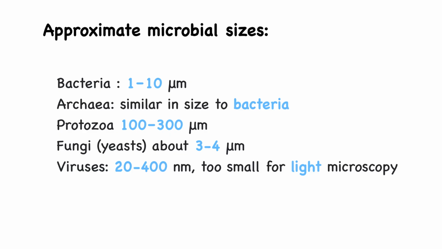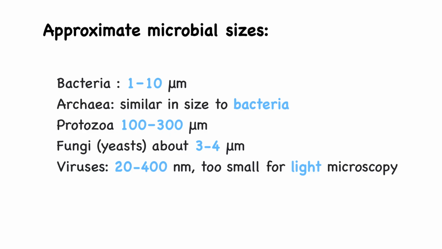Archaea is roughly the same size as bacteria. Protozoa is about 100 to 300 micrometers. Fungi about 3 to 4 micrometers. And we have viruses that range from 20 to 400 nanometers. These are far too small for even standard light microscopes. So we need to use electron microscopes to be able to see these. Though there are some viruses that can be as big as 800 or 1500 nanometers.